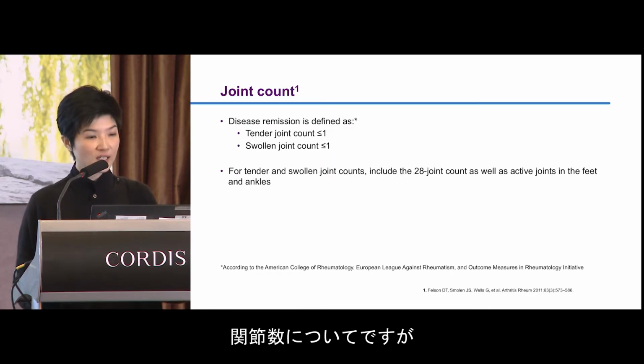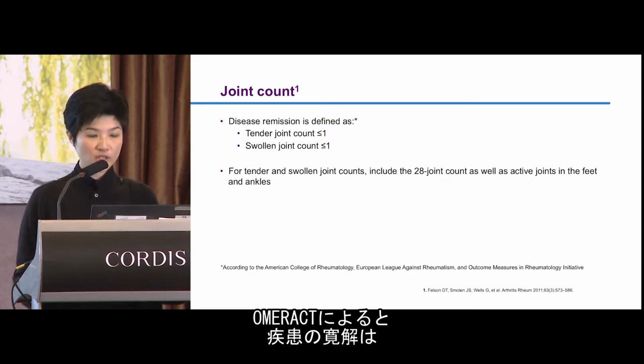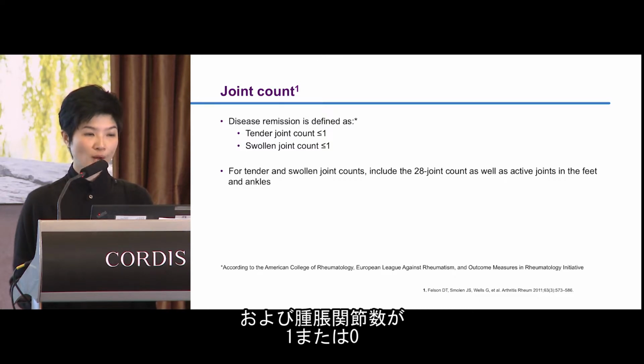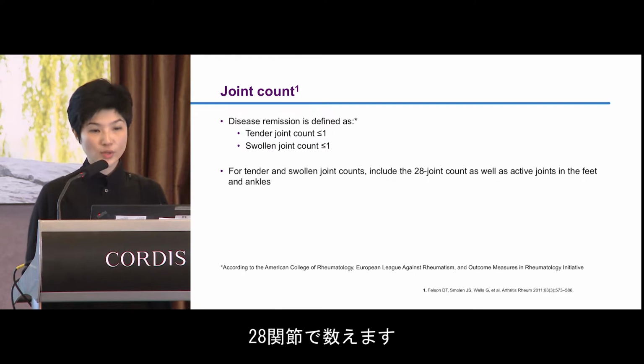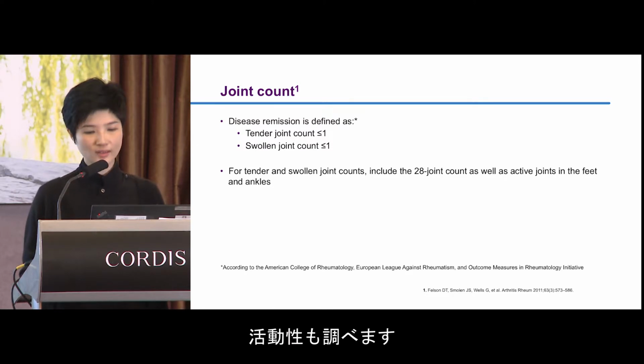For joint count, according to the American College of Rheumatology, EULAR and outcome measures in rheumatology initiative, disease remission is defined as tender joint count less than or equal to 1, and swollen joint count less than or equal to 1. For tender and swollen joint count, we use the 28 joint count, and we also look for active joints in the feet, at the MTP joints, and also the ankles.